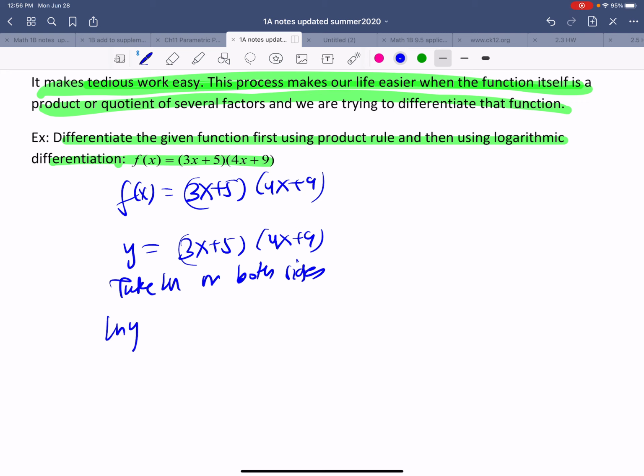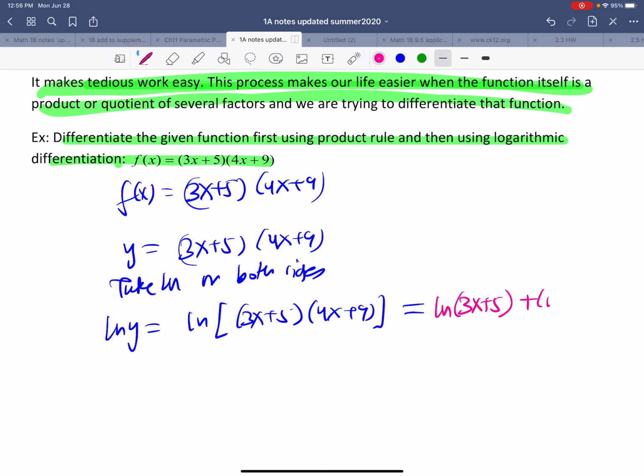So natural log of y is equal to natural log of 3x plus 5 times 4x plus 9. Now, beautiful, here is a property of logs we can use. Instead of natural log of one big thing, this is going to be natural log of 3x plus 5 plus natural log of 4x plus 9. If we have a single log with a product, we can write it as two separate logs with a plus sign in the middle.